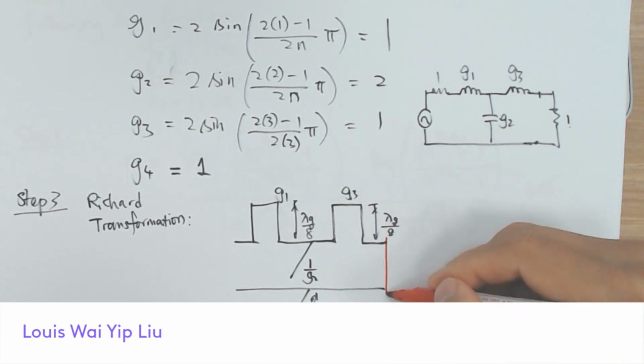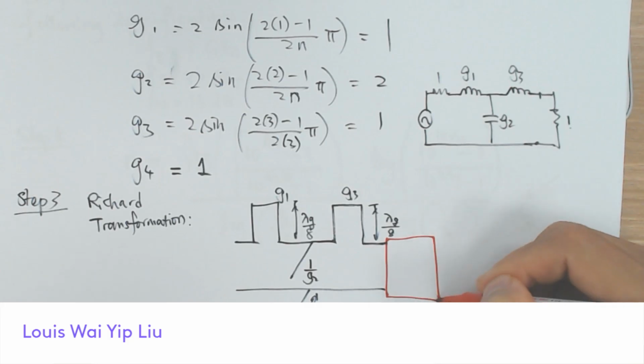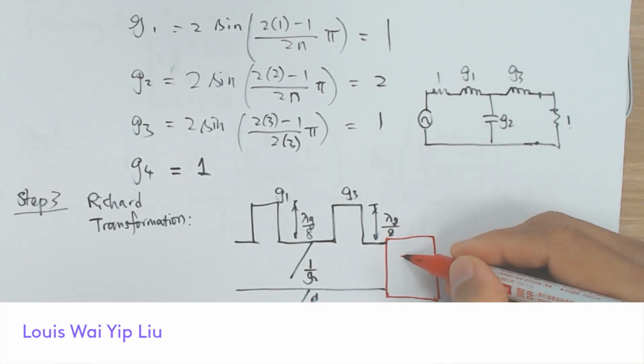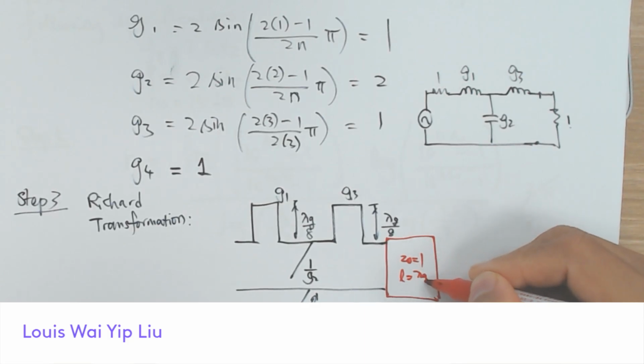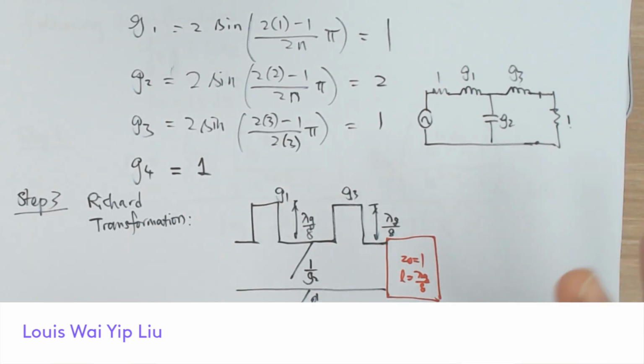One for the output. The characteristic impedance here is equal to 1. The length here is lambda g divided by 2. By doing this, you are not going to affect the circuit performance.